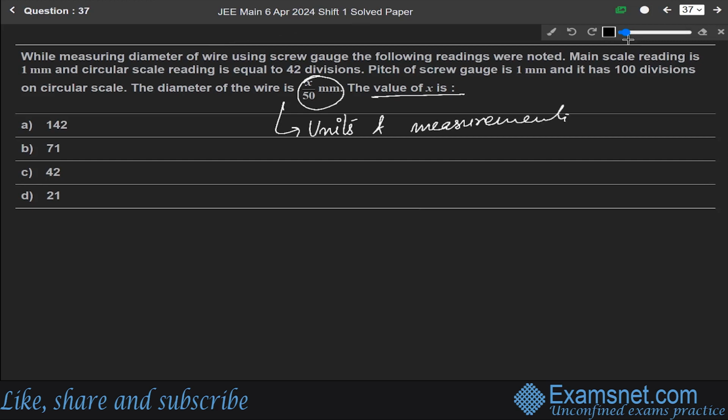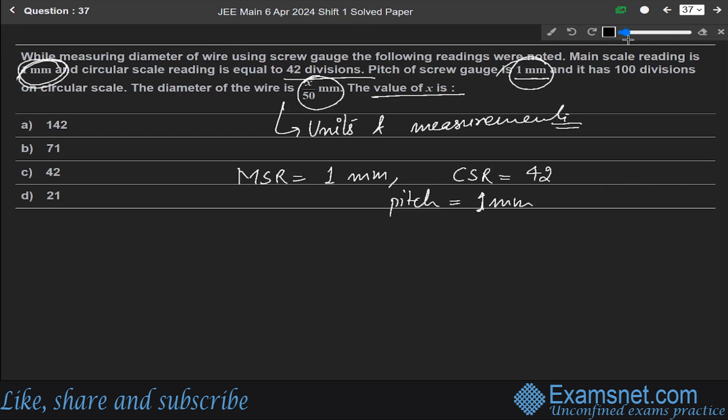So we are given that the main scale reading, MSR, is given as 1 mm, and the circular scale reading, CSR, is given as 42 divisions, and the pitch is given as 1 mm. The pitch and main scale reading are the same. Main scale reading is 1 mm, circular scale reading is 42 divisions, and pitch is 1 mm.